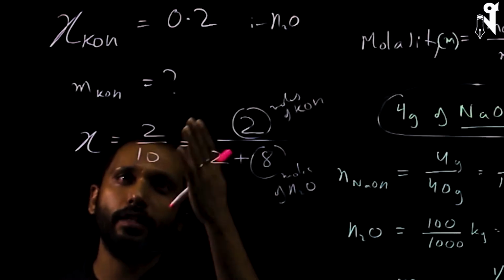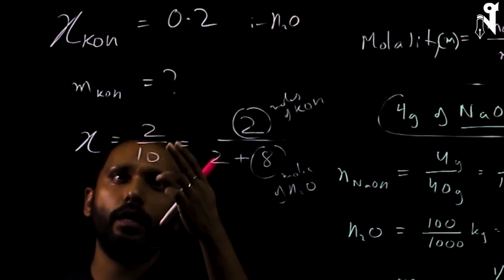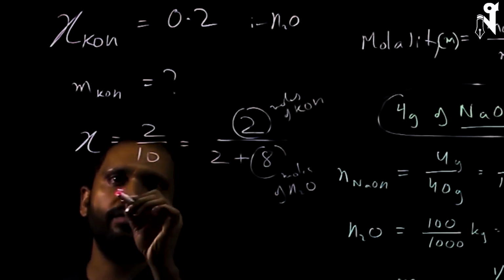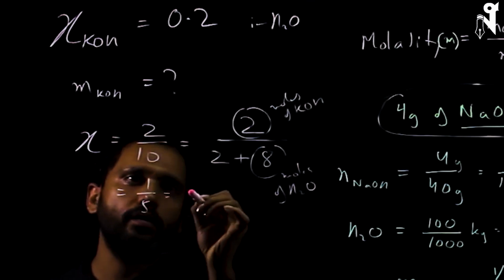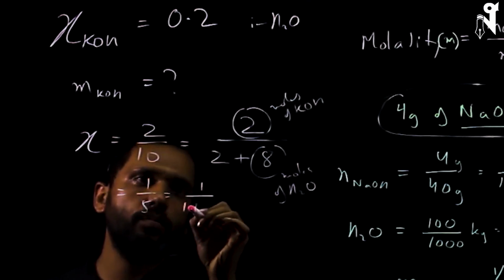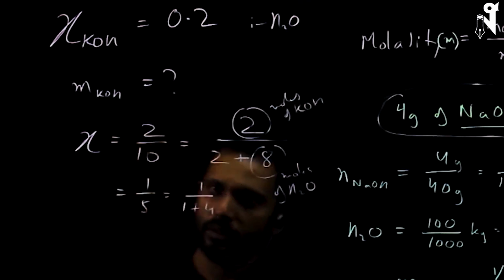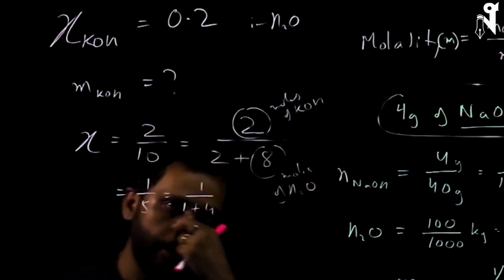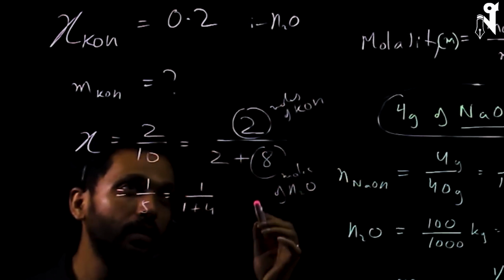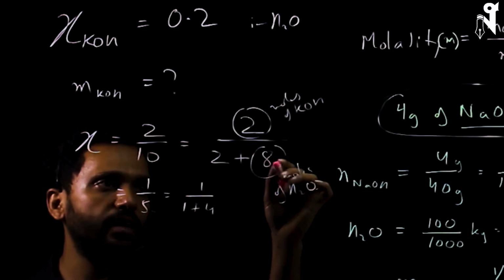You could have written it any other way. You could have written it as 1 by 5, and you could have written 1 upon 1 plus 4. Any which way is okay. So it is 8 moles of water.